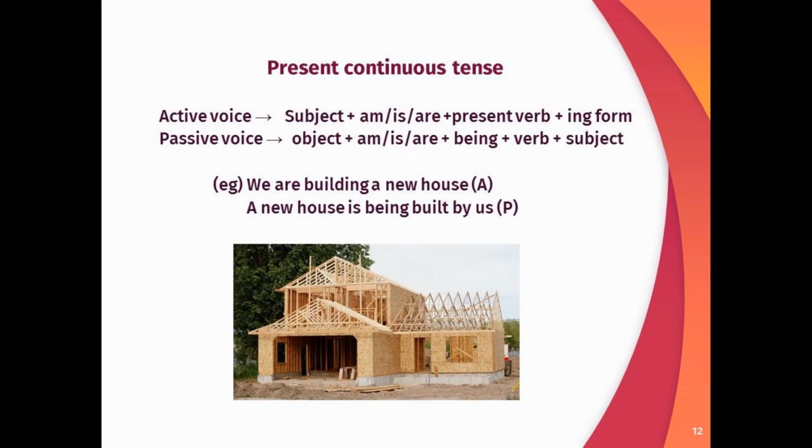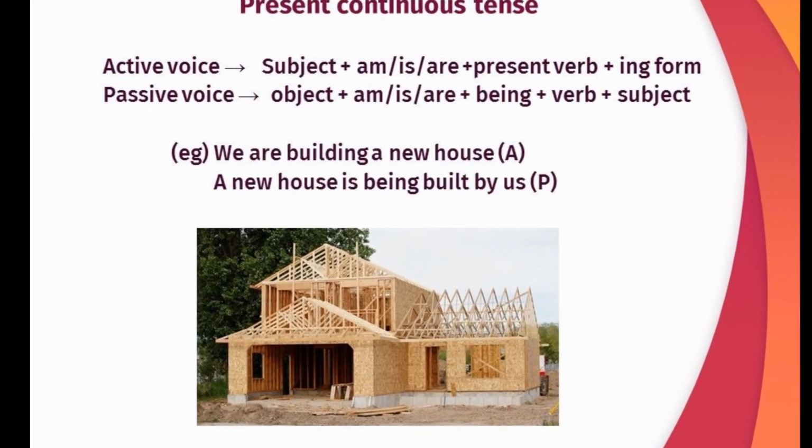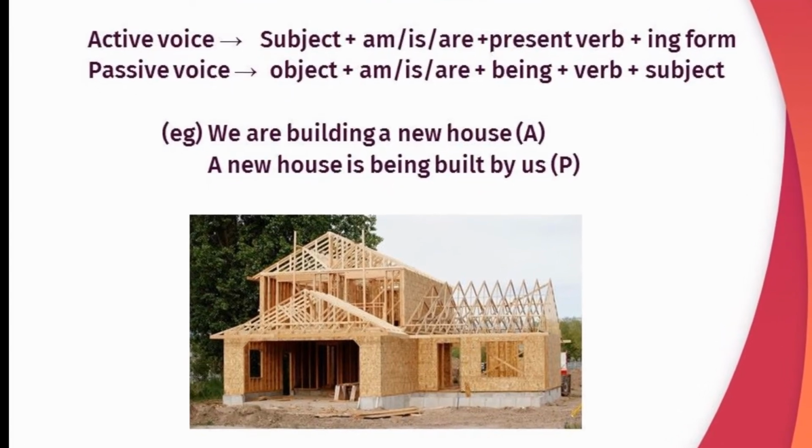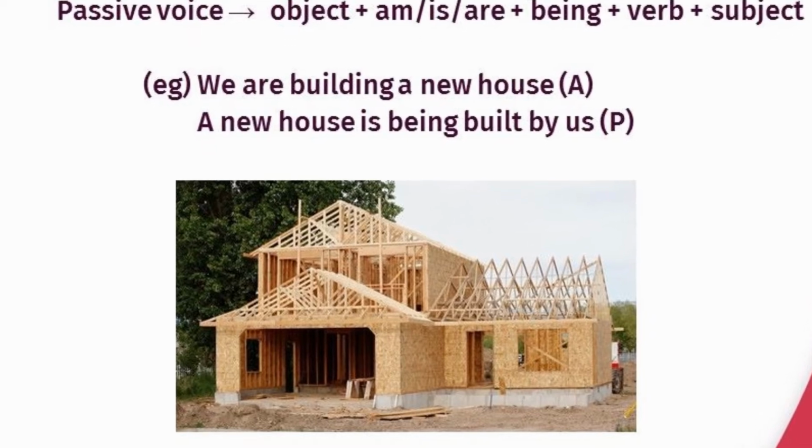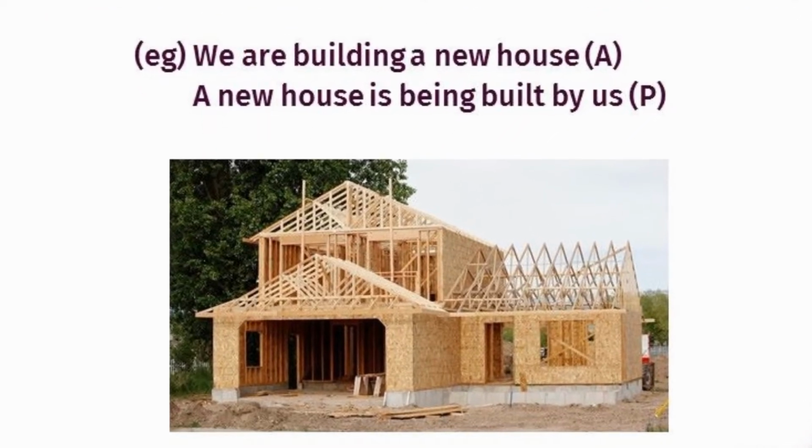Next, present continuous tense. Active voice, subject plus am or is or are plus present verb plus ing form. Passive voice, object plus am or is or are plus being plus verb plus subject. Example: we are building a new house. If we change it into passive voice, a new house is being built by us.